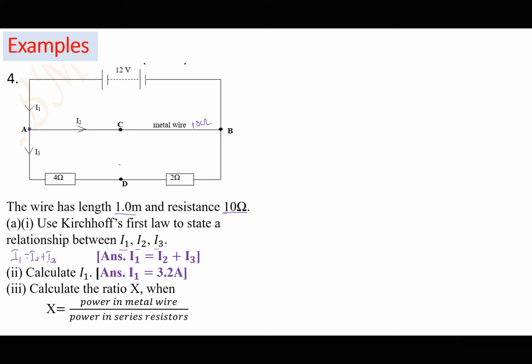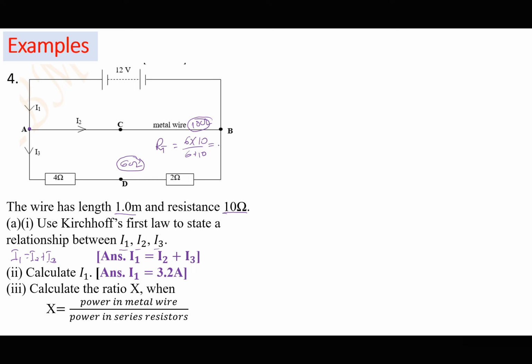These ones are in series and they're giving us a total of 6 ohms. 6 ohms is in parallel with 10 ohms. So total resistance is going to be 6 times 10 over 6 plus 10. We have 6 ohms in parallel with the 10 ohms. So we have 60 divided by 16.